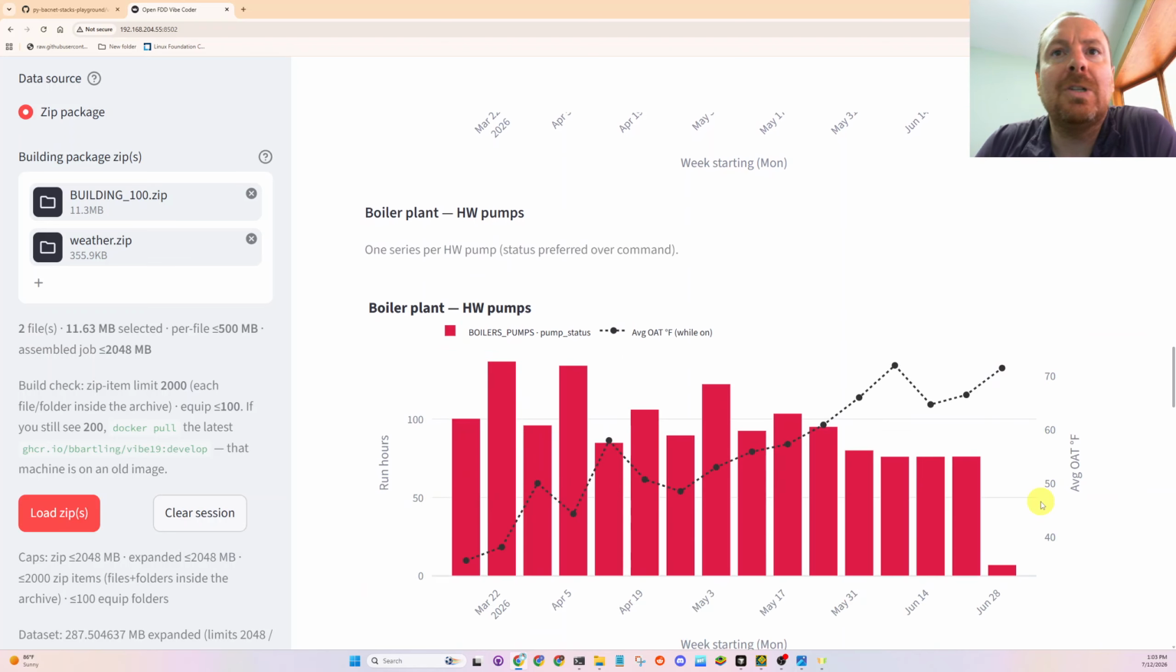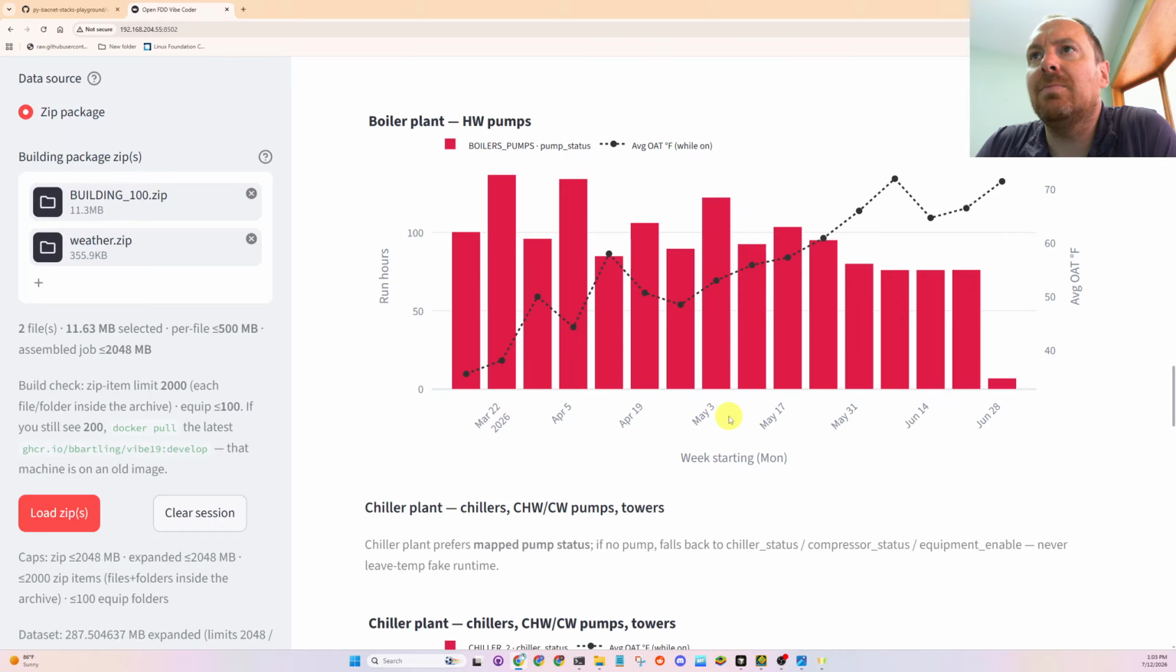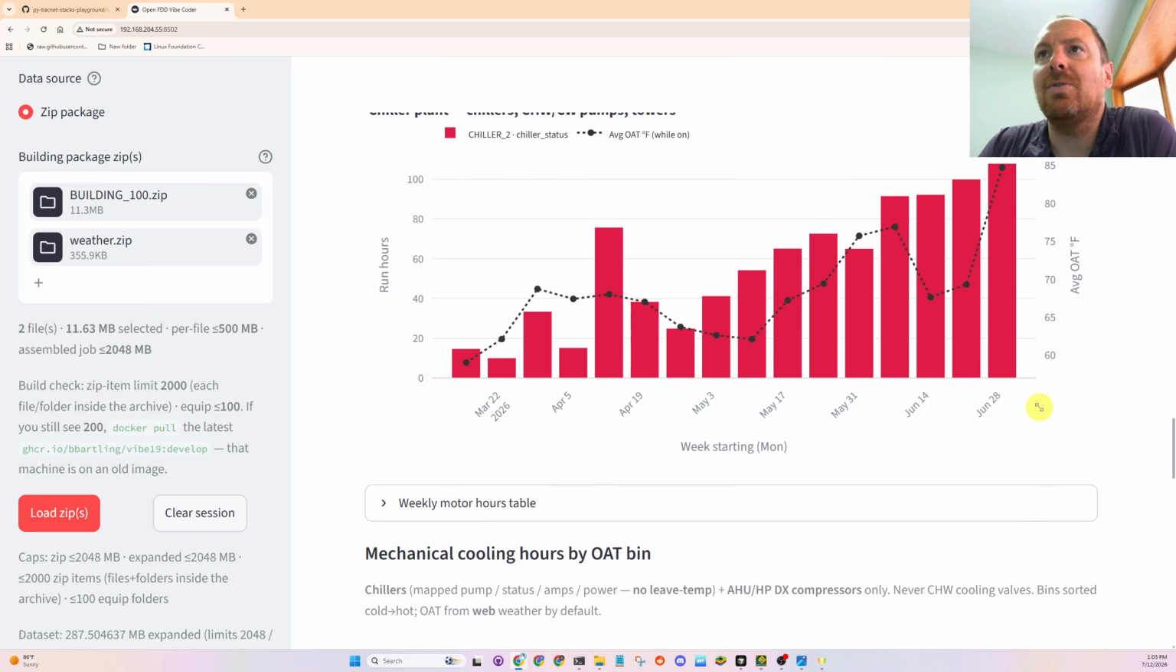Okay, so boiler plant, we talked about this yesterday. I'm sorry if this is redundant. As outside air temperature goes up, boiler plant runtime goes down. It'd be really interesting to know why the boiler plant is running all the time. In here we can see, as we talked about yesterday, there must not be any reheat going on in the building. Chiller usage is going up.